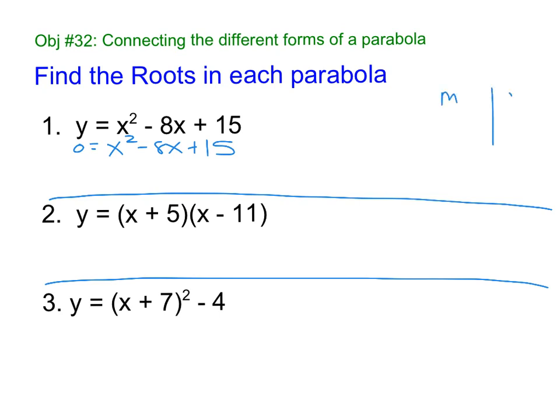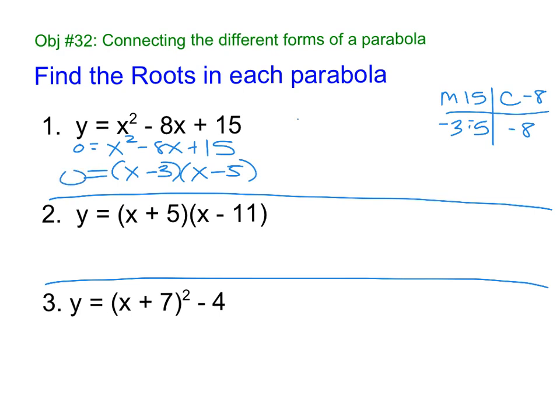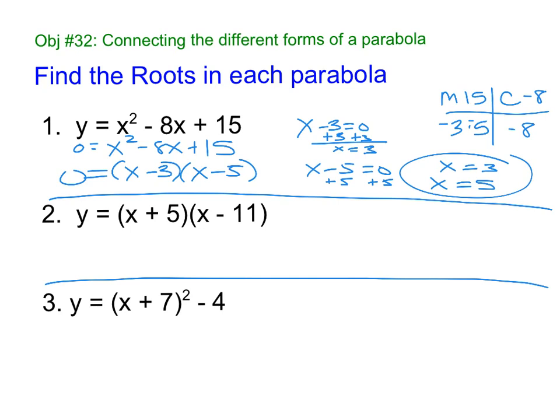That's a multiply and combine. We're multiplying to 15, combining to negative 8. 3 times 5, but they both have to be negative. So we end up with x minus 3 and x minus 5 equals 0. And then to find the roots, we set each equal to 0 and solve. So all we end up doing is changing the sign. So x equals 3 and x equals 5. That's it. So number 1, this is the easy one, right?